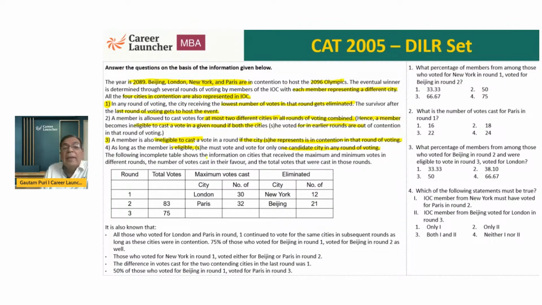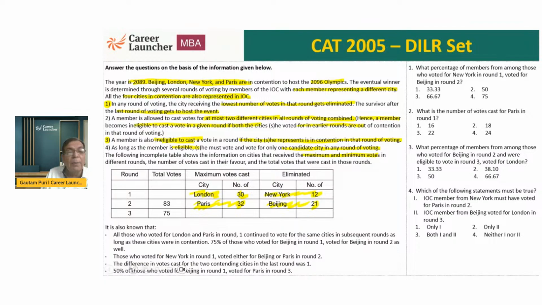Okay. The following incomplete table shows the information on cities that receive the maximum and minimum votes in different rounds, the number of votes cast in their favor and the total votes that were cast in these rounds. So let's have a look at this. What happened in round 1? The city which gets the maximum number of votes is London. City which gets eliminated is New York. So round 1, New York is eliminated. Round 2, Paris gets the highest number of votes, 32. And Beijing gets the minimum, gets eliminated.